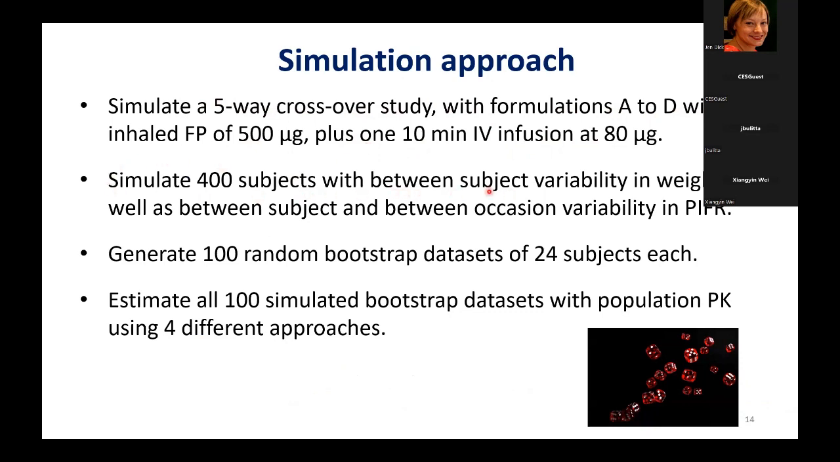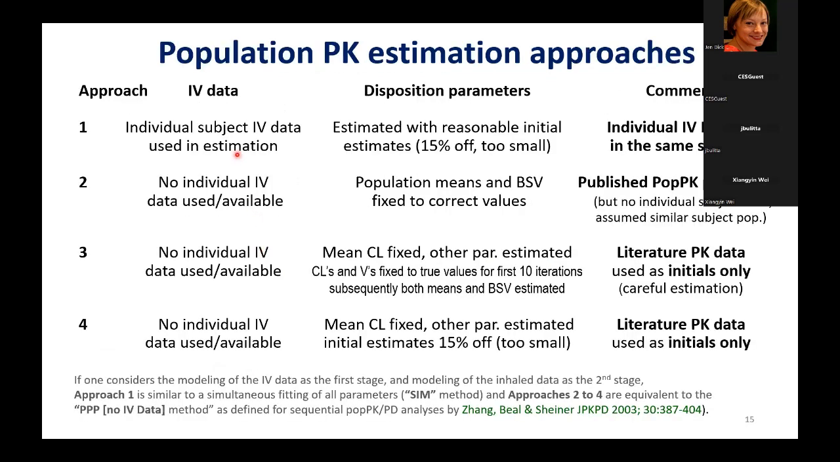400 subjects each were simulated with between subject variability and between occasion variability and different covariate effects. And then we randomly generated 100 bootstrap data sets of 24 subjects each and estimated all of them under 4 different conditions and approaches. So the first approach could be considered the gold standard. In this one, we have individual subject IV reference data and use them in the population PK model.